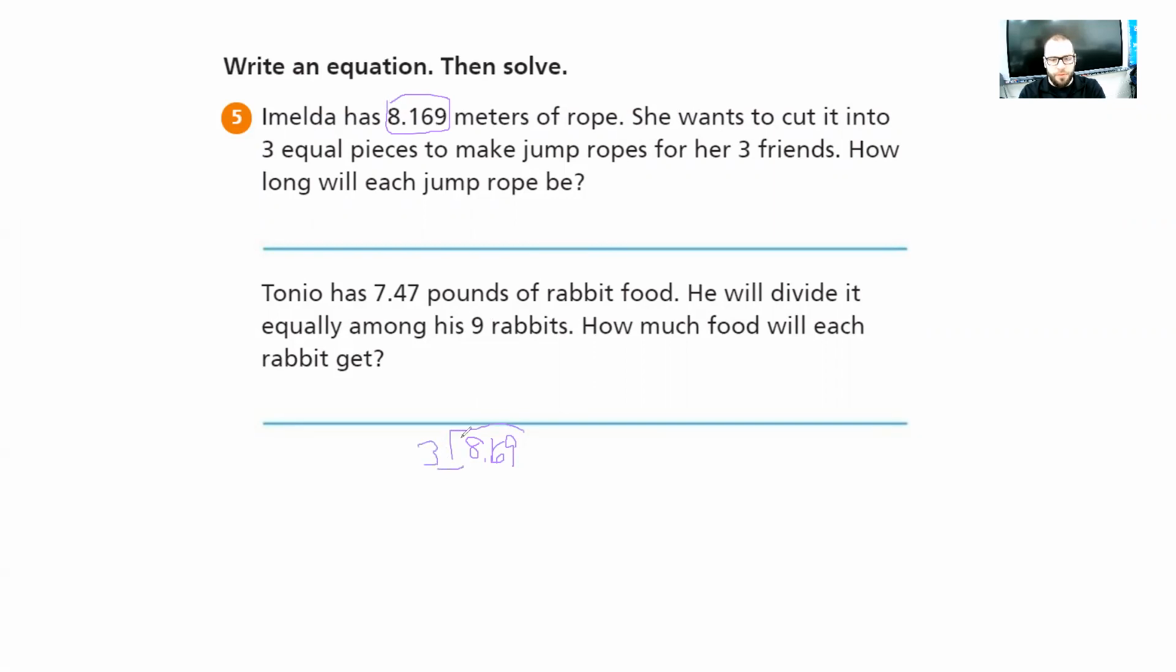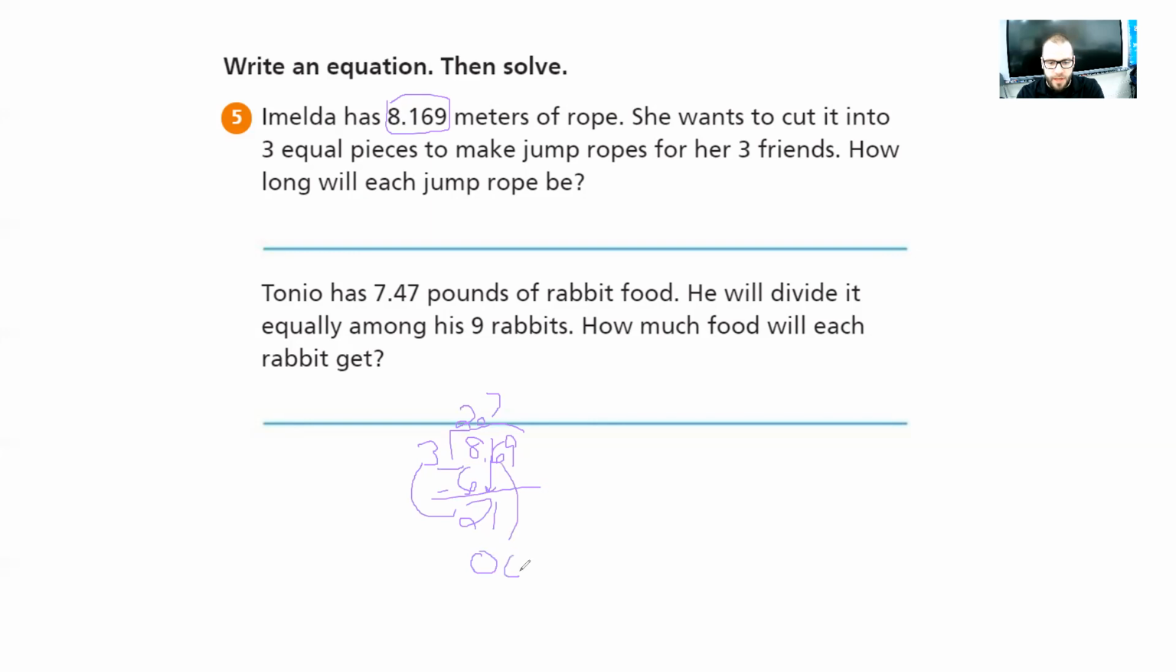Let's see. How many 3s are in 8? 2. What's left over? 2. Why? 3, 6. You took away 6 total. There's 2 left over. Your decimal already is going to float up because that was a decimal. It doesn't look like a decimal, but it is. And then how many 3s make 21? 3, 6, 9, 12, 15, 18, 21, 7. What's left over? Nothing. It's very happy because it went in perfect.